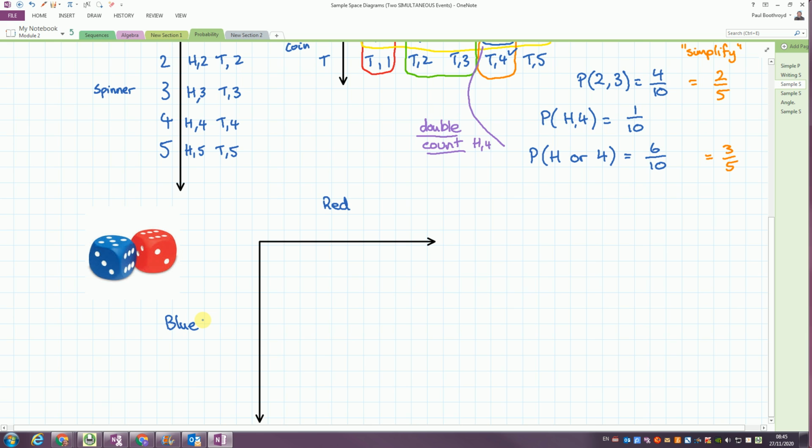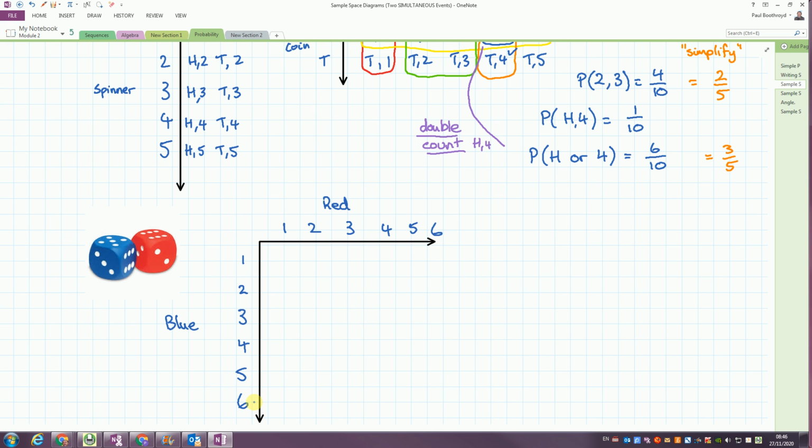Blue. Yeah, it's not 1 over 6, but the numbers that come out are 1, 2, 3, 4, 5, and 6. And on the blue dice, 1, 2, 3, 4, 5, and 6. Now, depending on the question, you might need to use a few of these again.